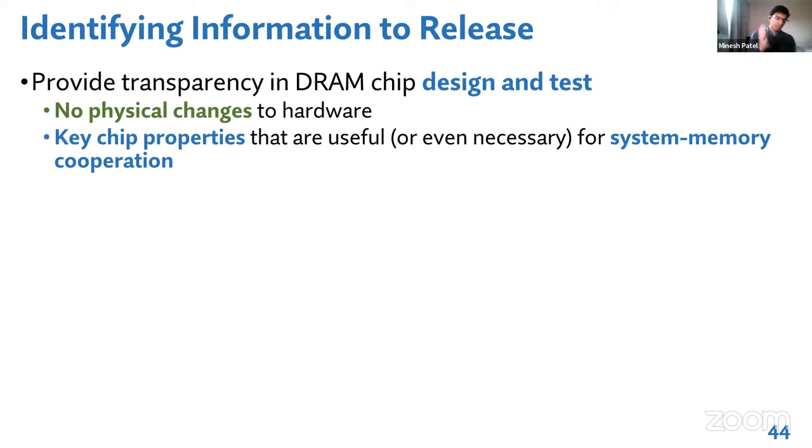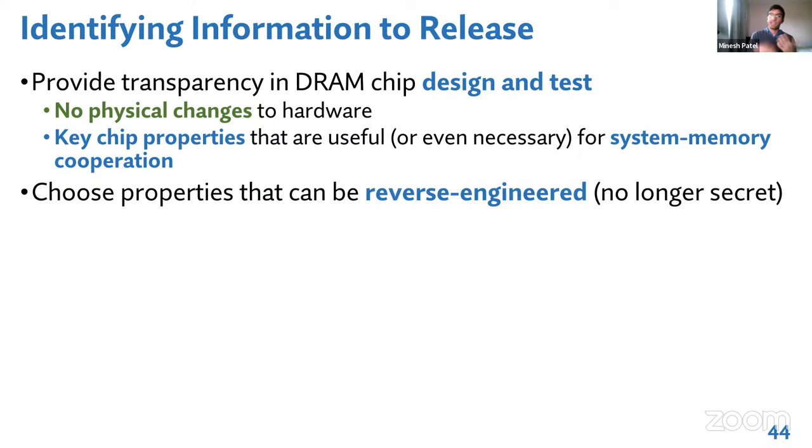Based on our case studies, we know that we want to provide some sort of information transparency regarding DRAM design and test information that consumers can then use to do their own studies. We want information that requires no physical changes to the hardware, but still provides key DRAM chip design properties, for example, microarchitectural details that are useful and in some cases fully necessary for consumers to roll their own system memory cooperative solutions. So we choose properties that can be directly reverse engineered by DRAM consumers, because these are no longer trade secrets that DRAM producers need to guard closely, since they're already available to consumers who really want to know them.